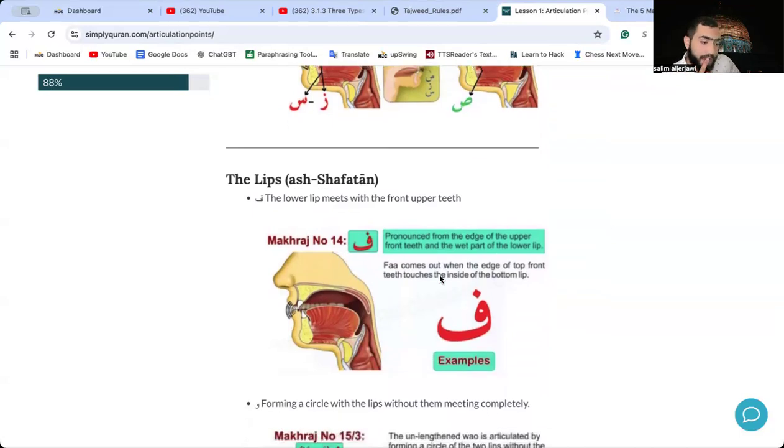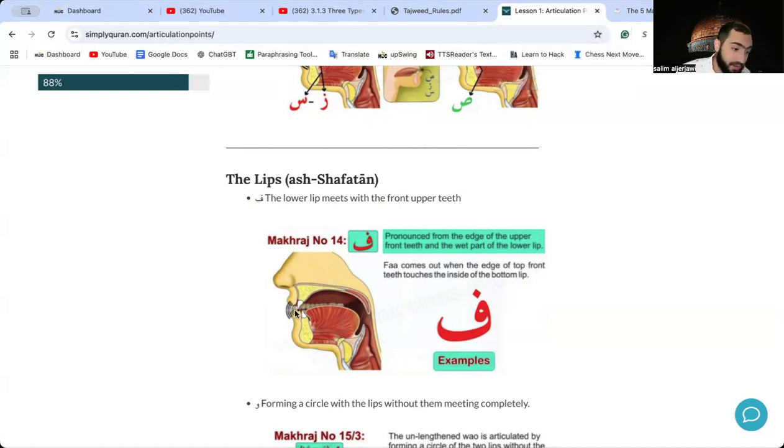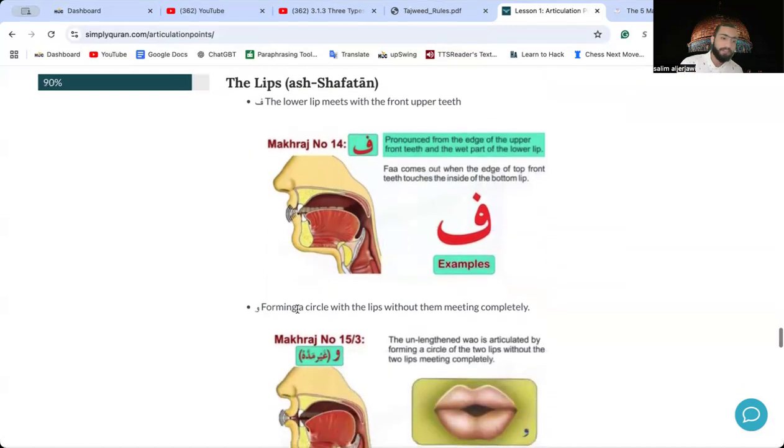Next one here. Now, this letter, which is Fa, is very unique because it's the only letter where the lower lip will be involved. Meaning, the lower lip will touch the upper teeth. Those are the only things that should be involved in the letter Fa. As you notice right here, lower lip with upper teeth are touching, then push the air out and it will make the letter Fa.